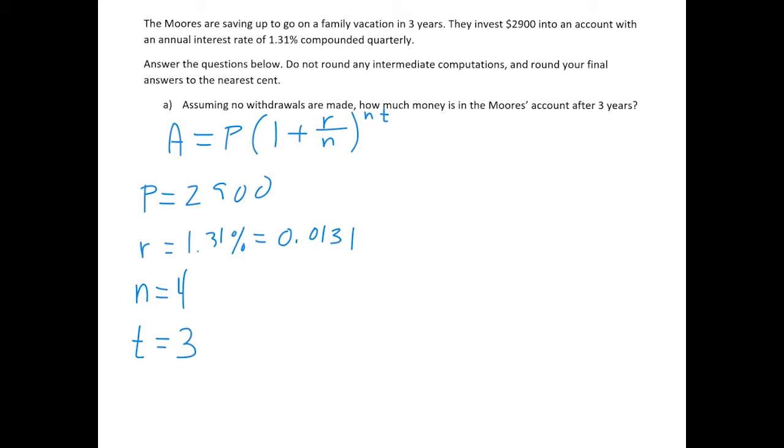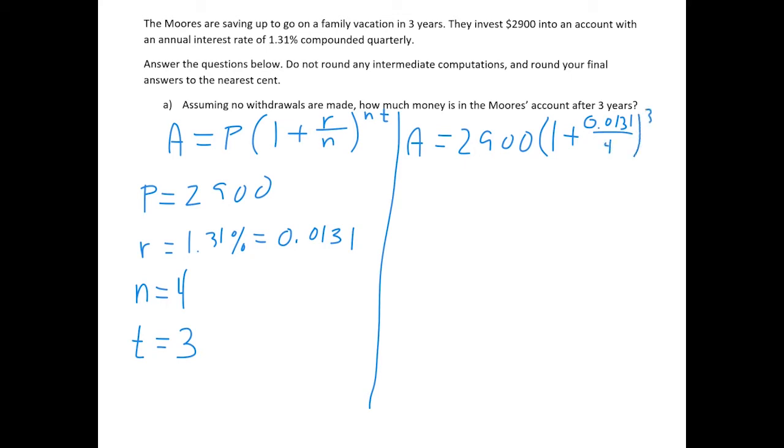So that's all the numbers that we plug in, which means that the amount inside the account is going to be equal to 2,900 multiplied by, still using the formula, 1 plus my rate, 0.0131 over 4, that's my n, raised to the power n, which is 4, times the time, which is 3.